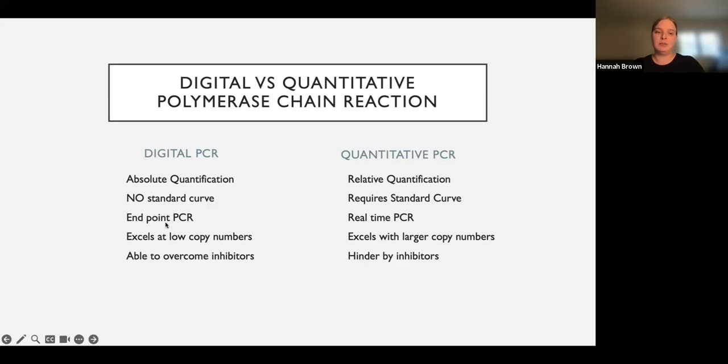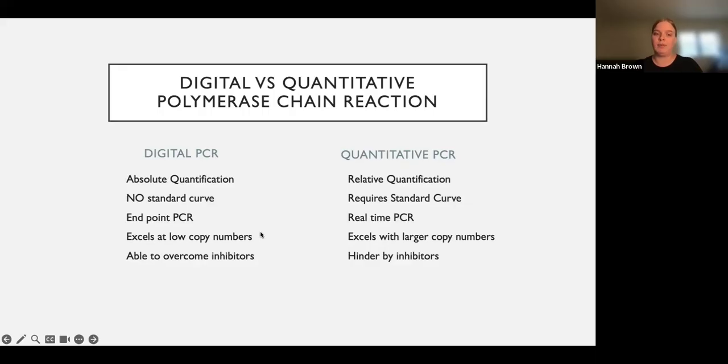Another difference is that digital PCR is an endpoint PCR. So much like a traditional PCR you would run out on a gel, you only get results at the end of the cycling conditions, whereas quantitative PCR is giving you those CT values at each and every cycle. So it's measuring the amount of virus, or copies present, at each and every cycle. But that allows the digital PCR to excel at the low copy numbers.